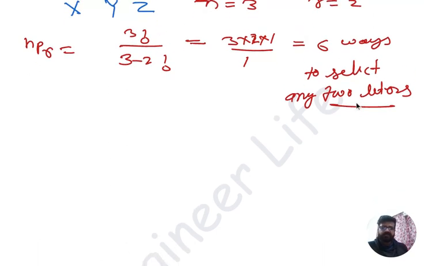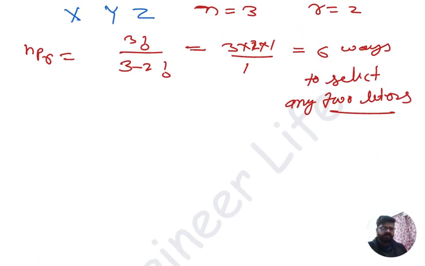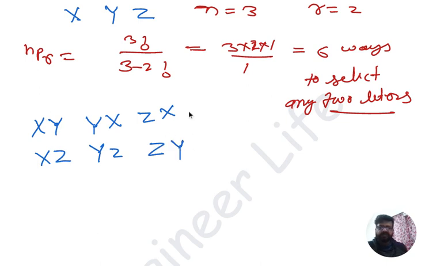Now, what are these ways? If I write them down, the ways are XY, XZ, and another is YX, YZ, and another is ZX and ZY. So these are the 6 ways of selecting the pair of 2.